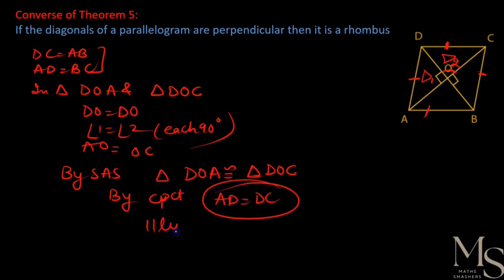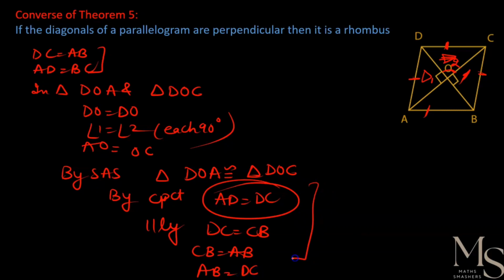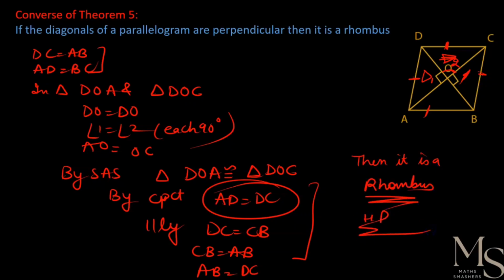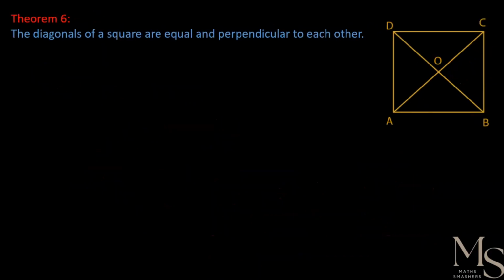So similarly, if I take these two triangles, we can prove that DC is equals to CB, and similarly we can say CB is equals to AB and AB is equals to DA. So all are equal. So अगर सारी sides equal हैं, then it is a rhombus. It is a rhombus, right? So hence proved. Okay, so let's move on to the next theorem, that is the diagonals of a square are equal and perpendicular to each other.